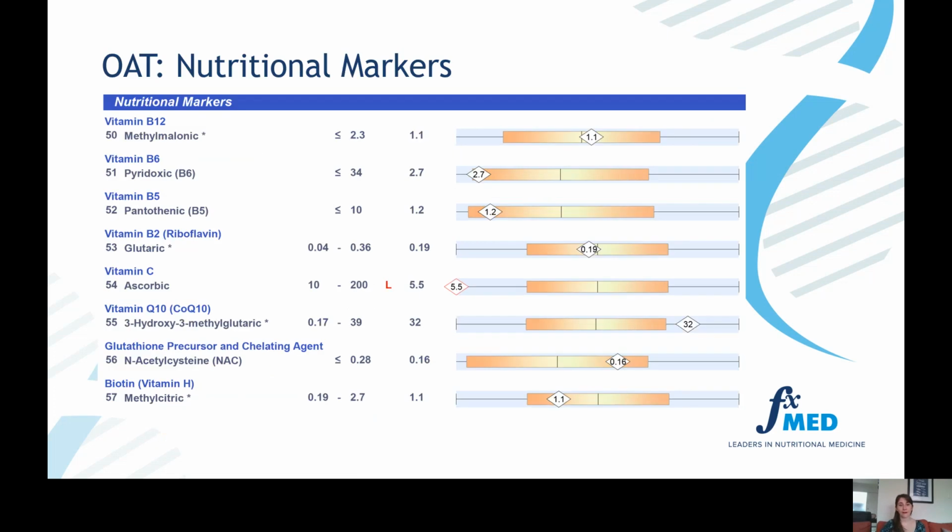And then some of the other key markers, again, there are so many, but I just wanted to show you a couple today. The nutritional markers. So we have some markers here for vitamin B12 and B6, as well as B5, B2, and biotin. And we also have markers for vitamin C, CoQ10, and NAC, which is the glutathione precursor, as I'm sure we're all familiar. So these can give us an understanding of if a nutritional deficiency is contributing to what is going on with that client.